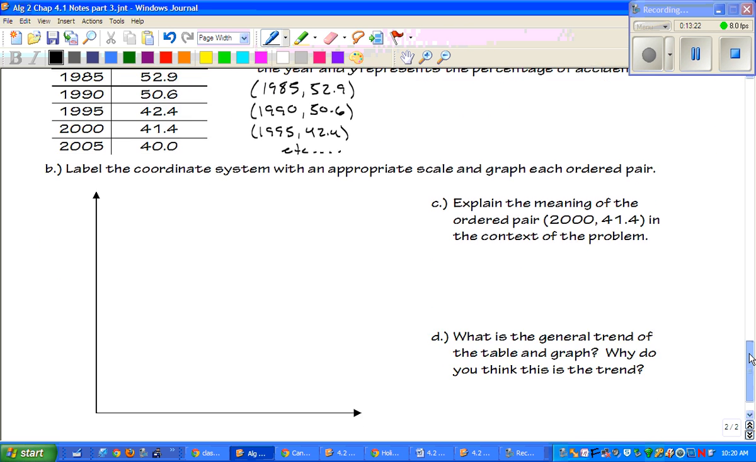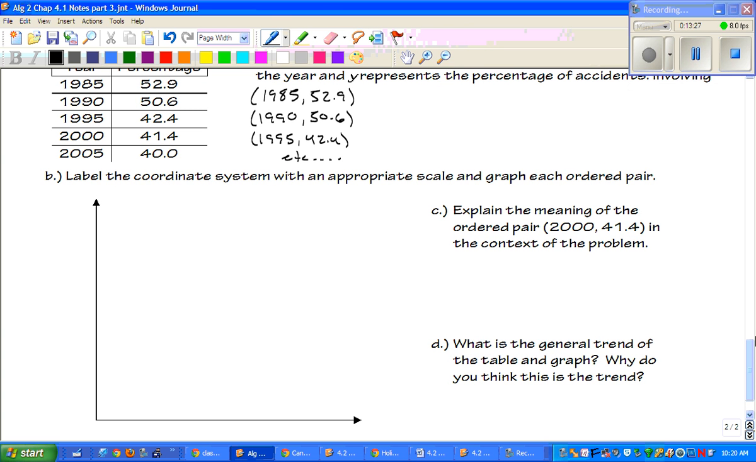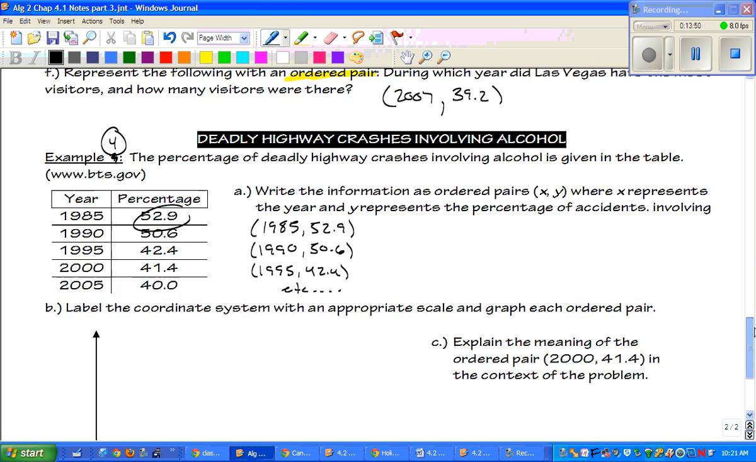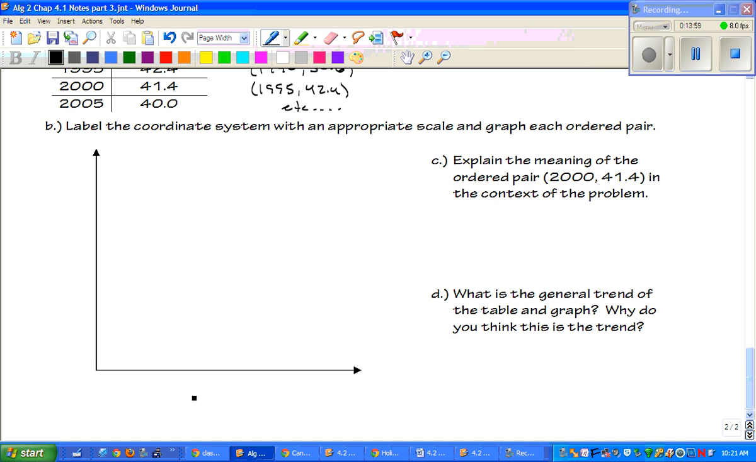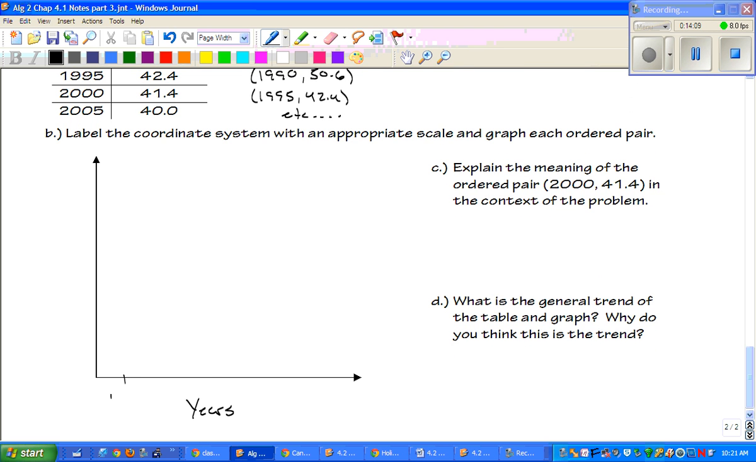Okay, so what this next one says is to label the coordinate system with an appropriate scale and graph each ordered pair. So if we were to do this, we need a graph that goes all the way to 52. And we need to know which one is which. When we talked about this in the previous problem up here, x represented the years. And that's a common thing where the years are always on the x-axis. Okay? So we would start with 1985, 1990, 1995, 2000, and 2005.